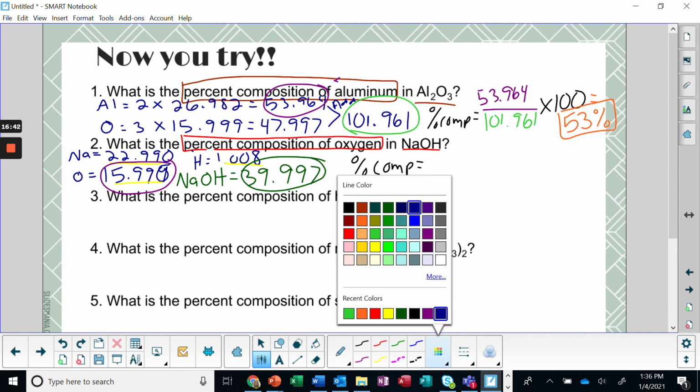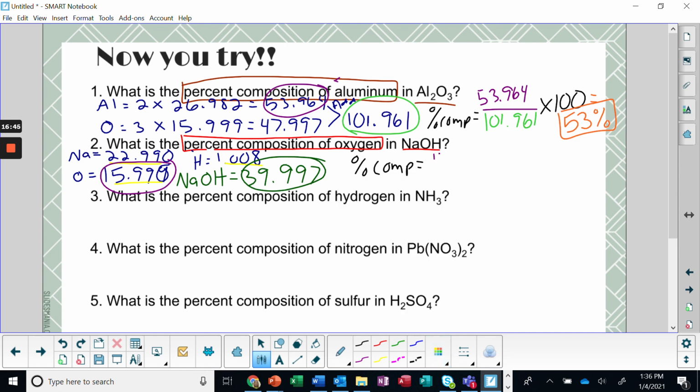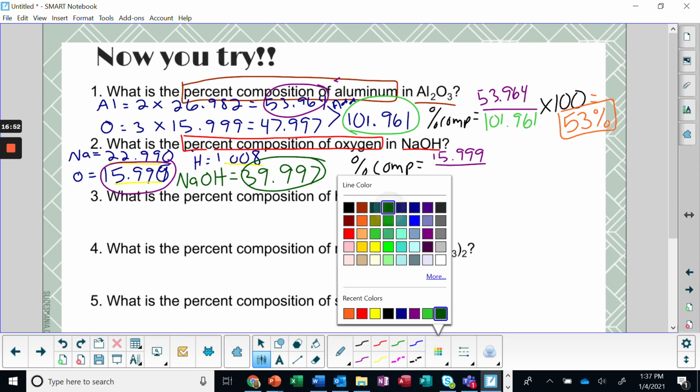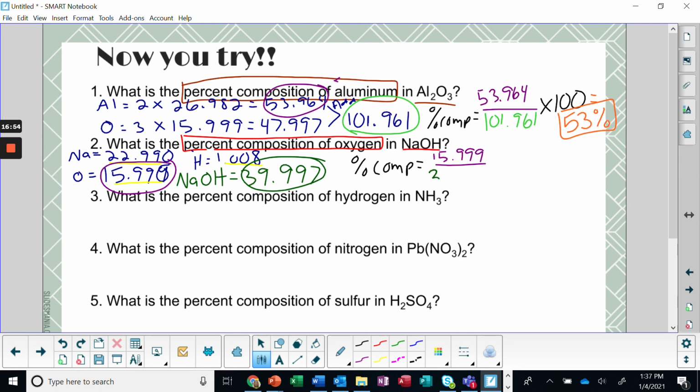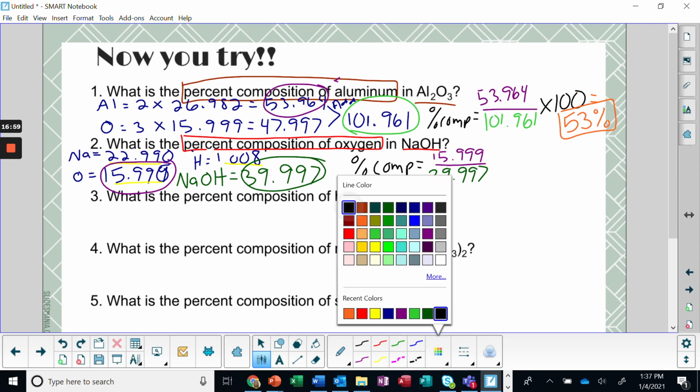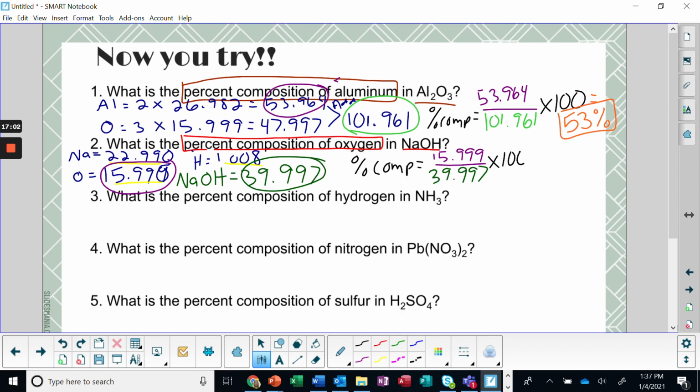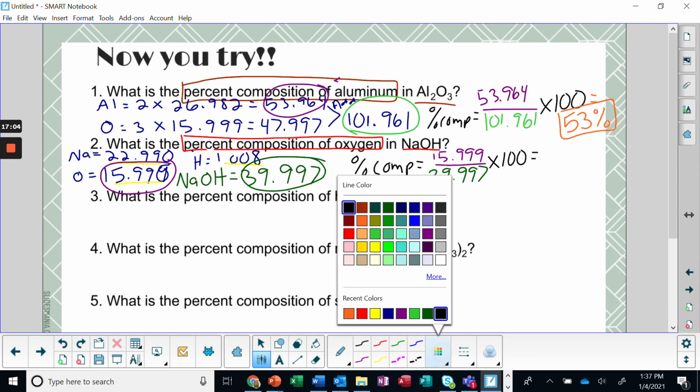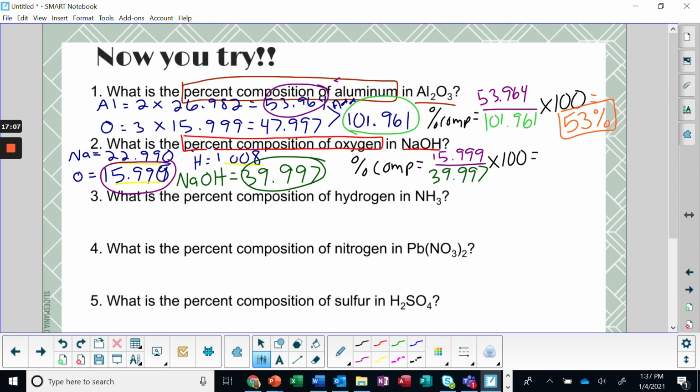So we're going to take that mass, divide it by the mass of the whole compound, times 100. And again, I said for these purposes, you can just do 2 significant figures just to kind of shorthand it. And you get 40%. Okay.